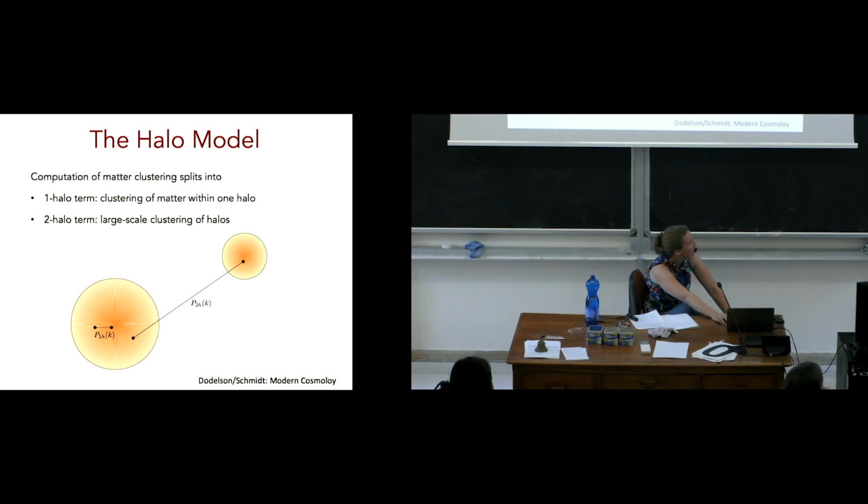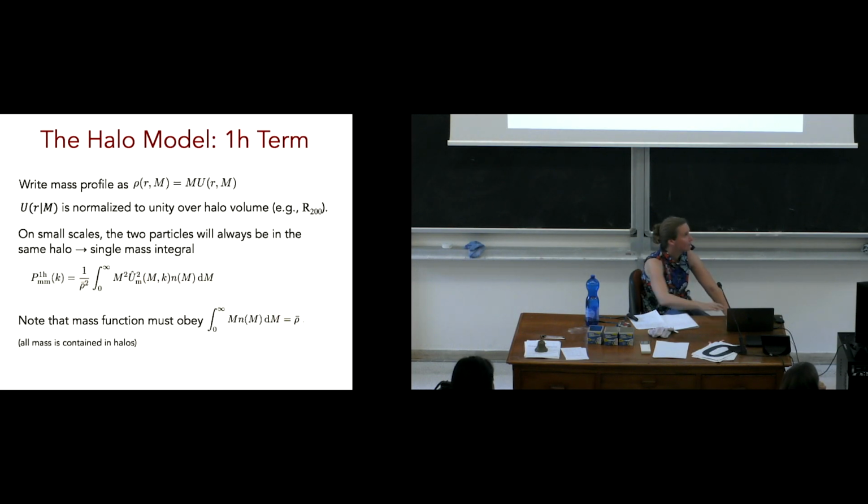So let's put that into equations. In the one halo term, we really have to think about the spatial distribution of matter within the halo. So let's write down our mass profile. And then to get a two-point function, that would be the self-convolution of the density profile in configuration space.